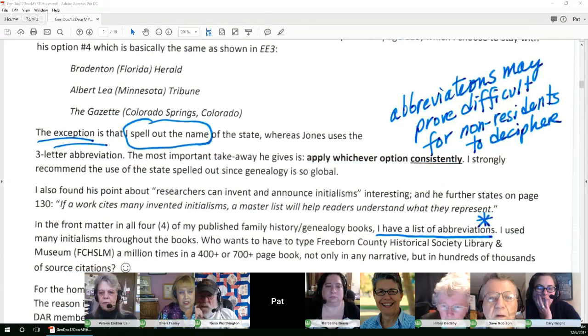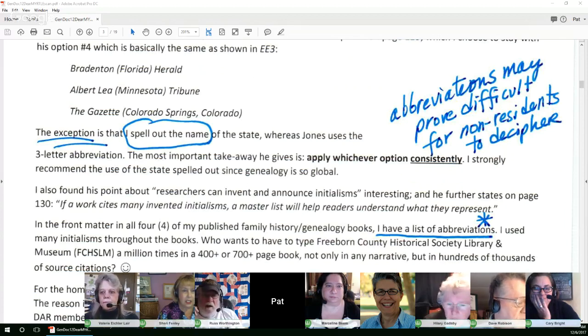Yes. Good point. And I point to page 795 in EE3. Yeah. But yeah, like my hometown, Waverly, I didn't know that there were other Waverlys in other states. So it makes sense. That's a very good way of putting it, Dave.